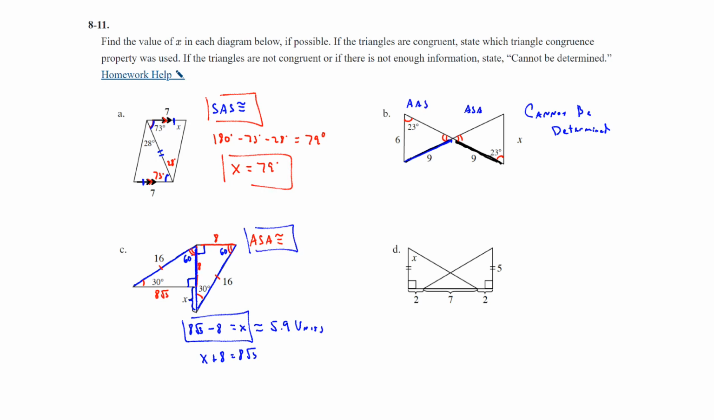And here is the congruency. Now, you probably could have done that one a couple different ways. You probably could have also used angle side, because we had all three angles as well.